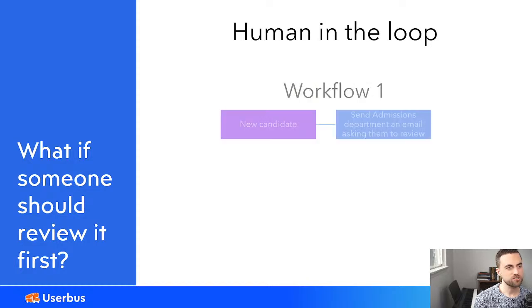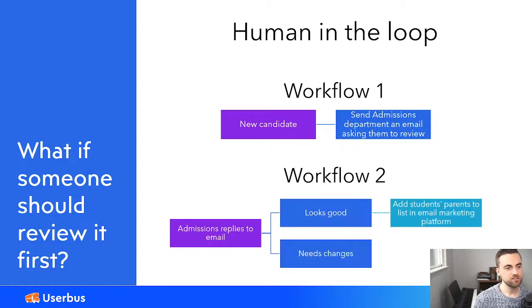So here's an example of how you could do that. Let's say you're using Zapier or Power Automate. In workflow one, you have a candidate come in. You can have it send an email to somebody in your admissions department asking them to review. That's your whole workflow for that first one. Then you have a second workflow, which is triggered by an admissions reply to a certain email inbox. And admissions says, yes, this looks good. Then the automation continues by adding them to the marketing platform. If admissions says, no, it needs changes, you could do anything else.